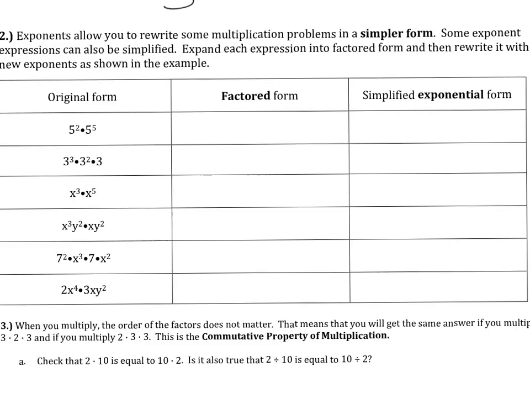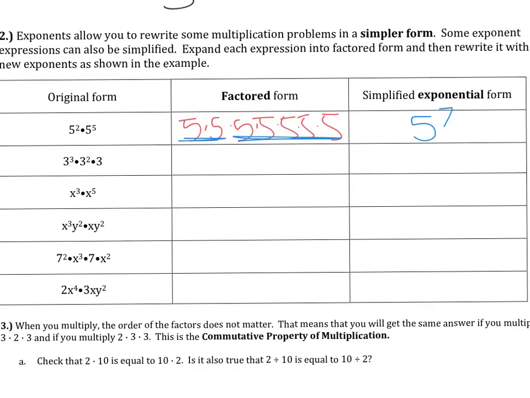In number 2, we are going to rewrite in factored form and then simplified exponential form. So for the first one, we have 5 squared times 5 to the 5th. So we can rewrite that as 5 times 5. So that represents 5 squared, it's 2 5s. And then 1, 2, 3, 4, 5 more 5s. So we have the 2 5s for 5 squared, and then the 5 5s for 5 to the 5th power. So we have a total of 7 5s. So we could rewrite it as 5 to the 7th power.